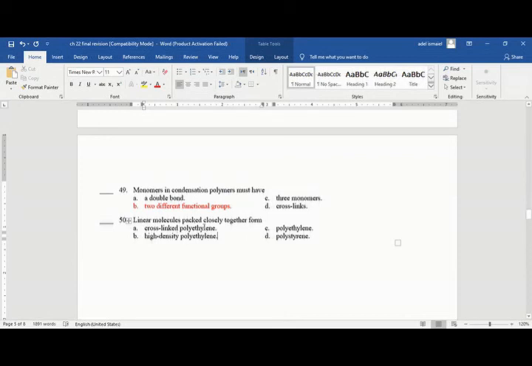Planar molecules packed closely together form high density polyethylene, HDPE, if you remember that. Okay, guys, this is for the general revision, especially for chapter sections 3 and 4, as we didn't revise them. I've finished the session. Do you have any question in this part?